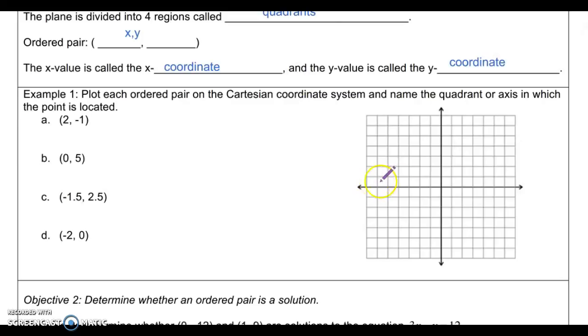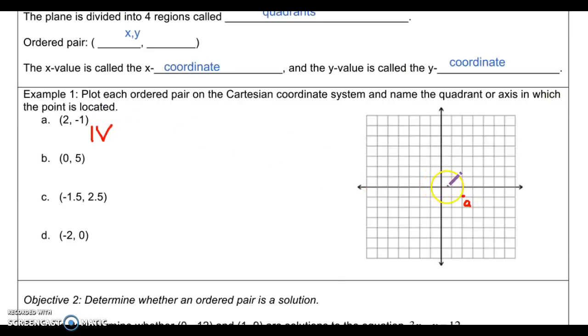So part A, you're looking at 2, -1. So along the horizontal number line, we're going to 2, our x value of 2. And then we go along the y axis here to -1. So if we go 2 to the right and 1 down, then we are left at this point, A, which is in quadrant 1, 2, 3, 4. So quadrant 4.